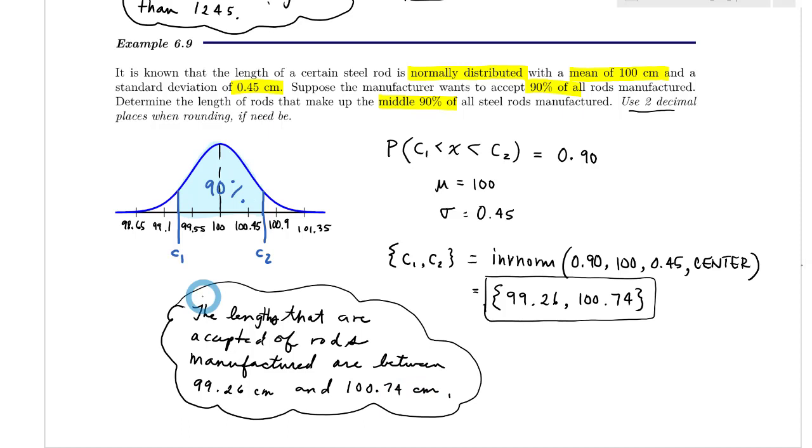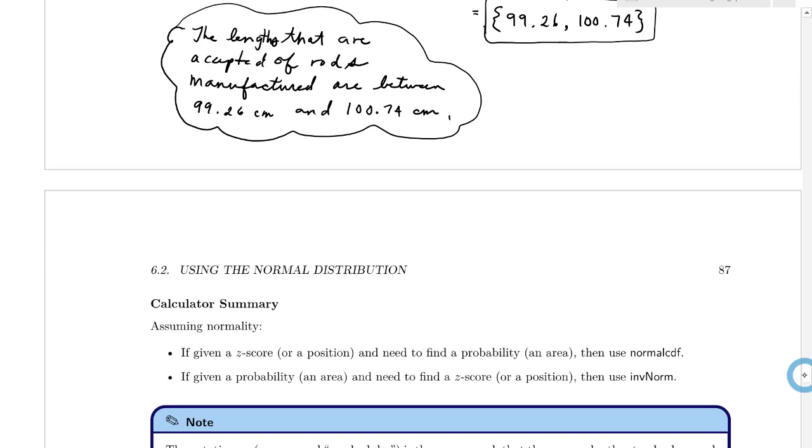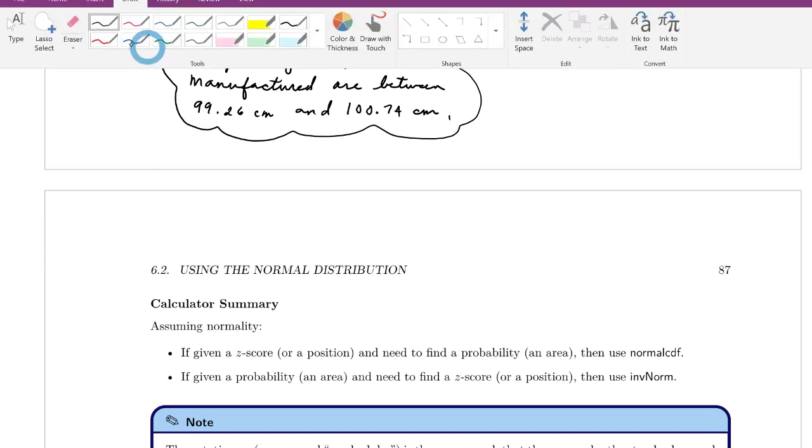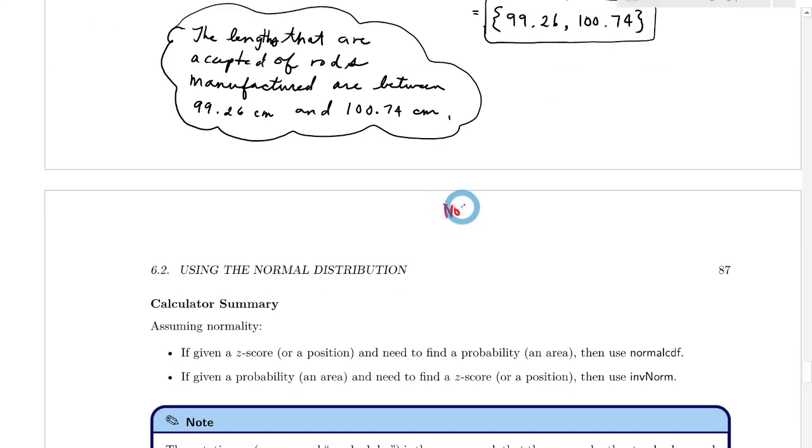So in this case, I guess you need to ask the question when you have these in My Open Math, right? Are you looking for area or are you looking for the value given an area? If you're looking for a value given an area, you're going to use invnorm. So let me go right here on the next page, I'll write it. So let's do this. Note.